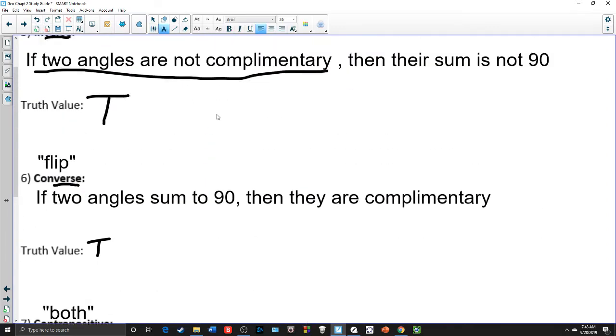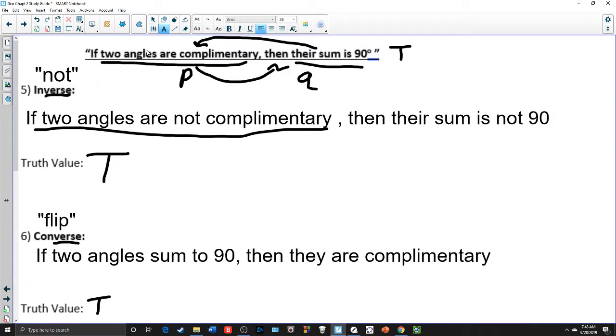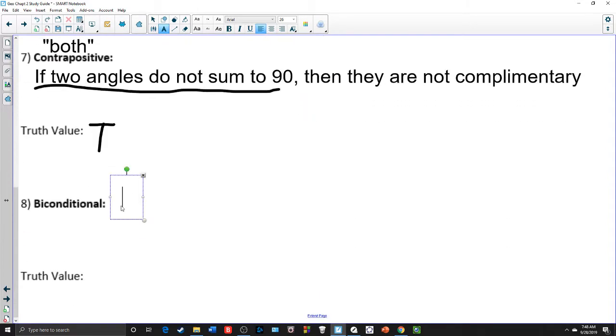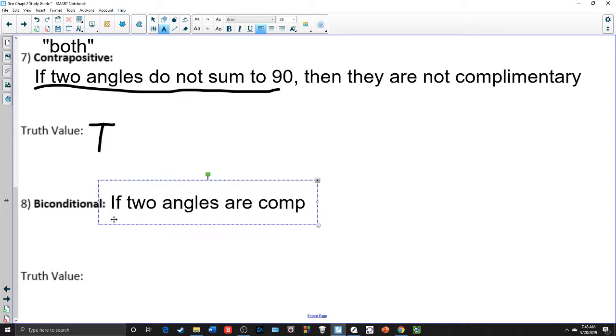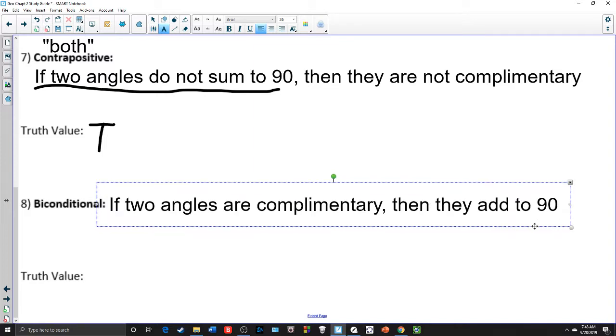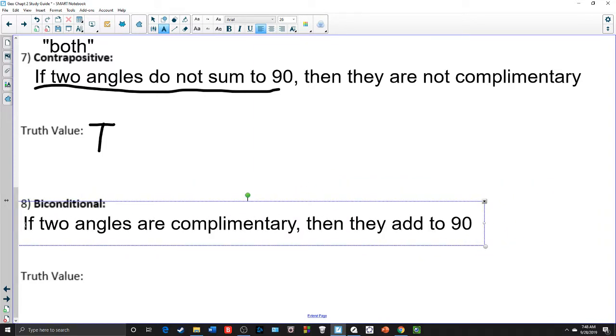Now, the biconditional, I'm going to rewrite this statement here, my original down there, so I can show you how to do the biconditional a little bit easier. So the biconditional is a little bit tricky. Our original statement would be, if two angles are complementary, then they add to 90. So that's our original.